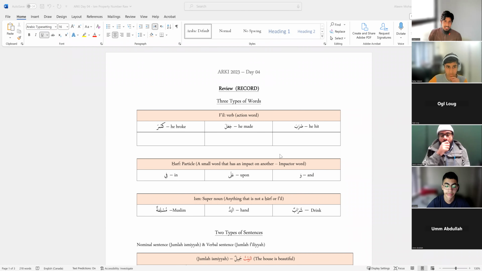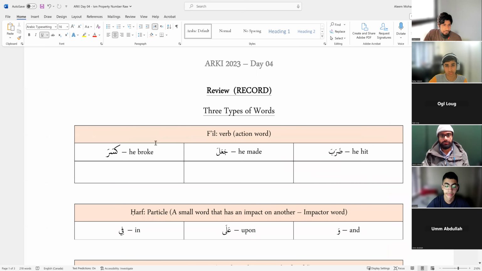And then after that, there's the ism, which is usually in English a person, place, or thing, because it's considered a noun. But in reality, we said it's a little bit broader than that. So we called it a supernoun. It would fall under anything that is not a harf or a fi'l. So for some examples of verbs, and I'll zoom in here, by the way, we had things such as kasara, which means he broke, right?